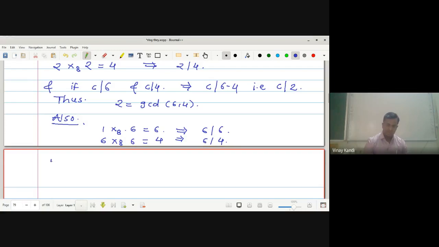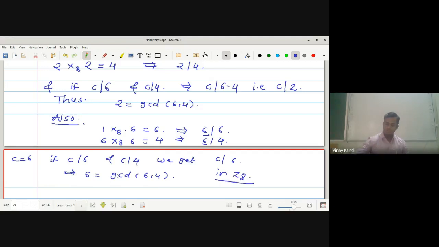Now if suppose C divides 6 and C divides 4, we get C must divide 6. Taking the value C equal to 6: 6 divides 6, 6 divides 4, which implies 6 is the GCD of 6 and 4. In what? In Z8, this is happening in Z8; it would not happen otherwise.